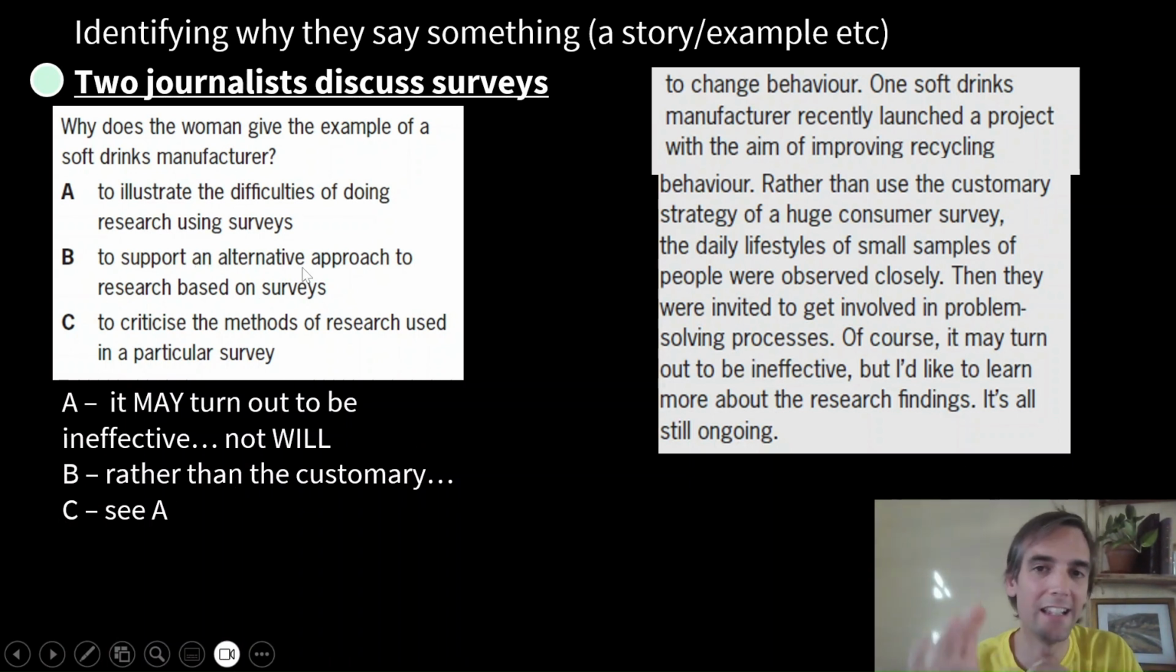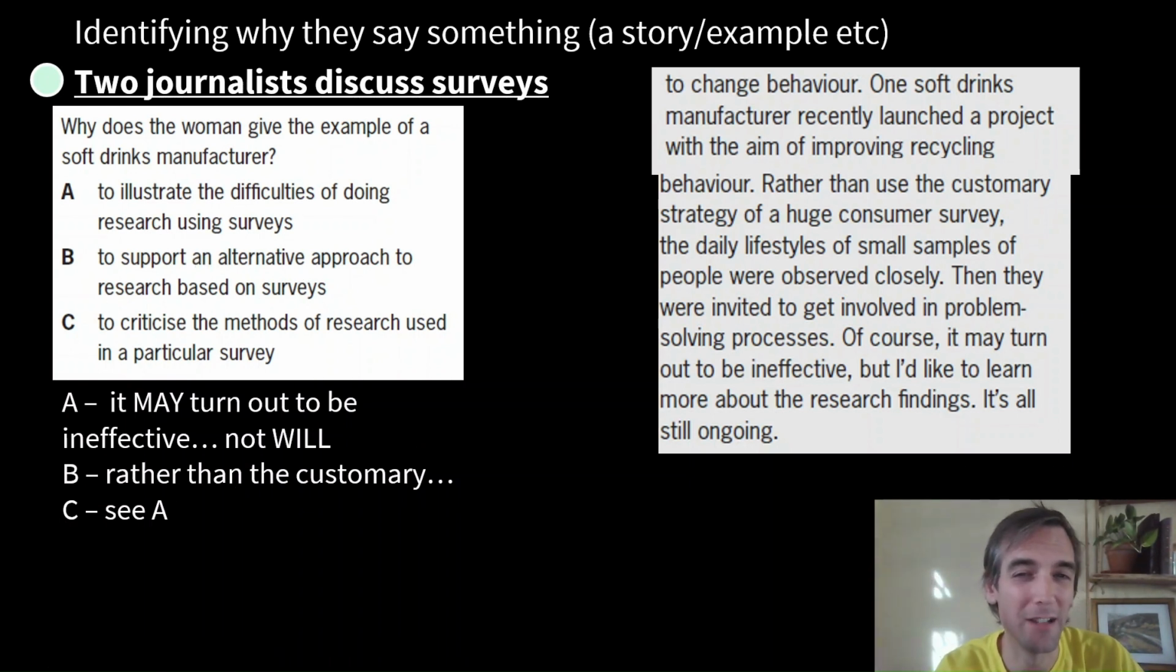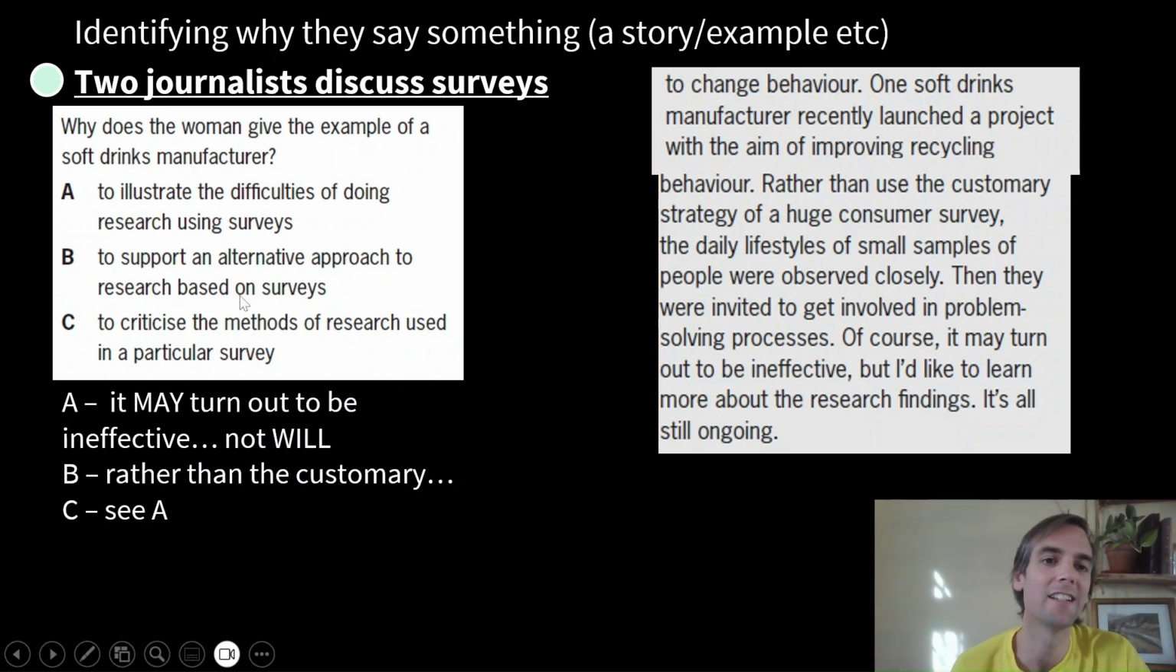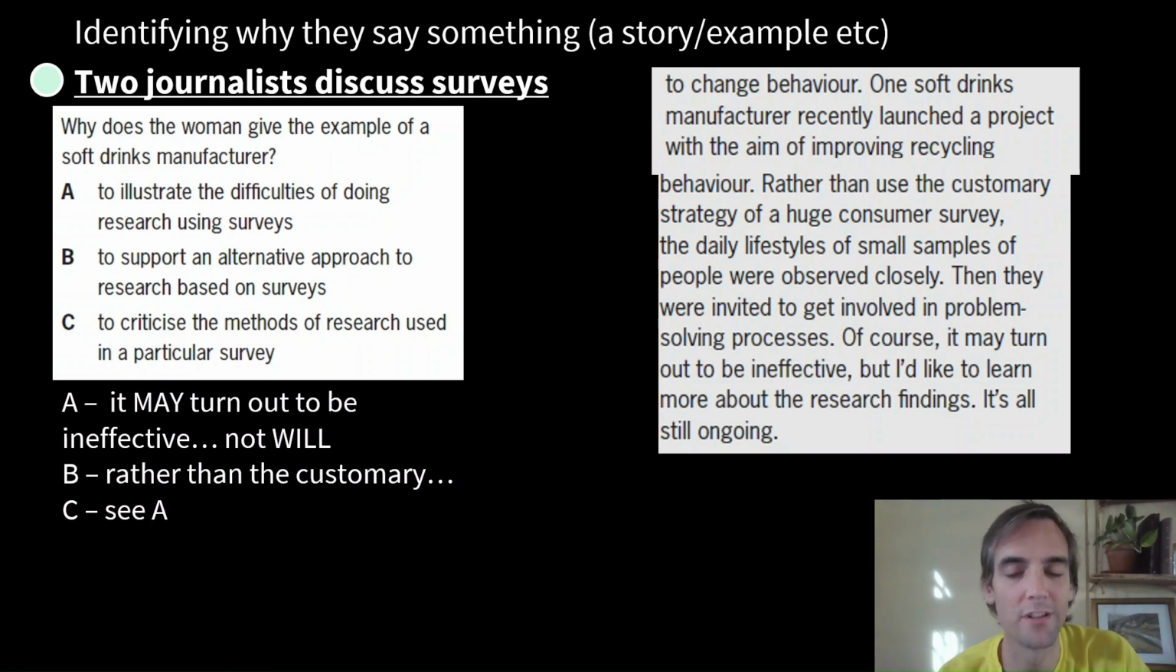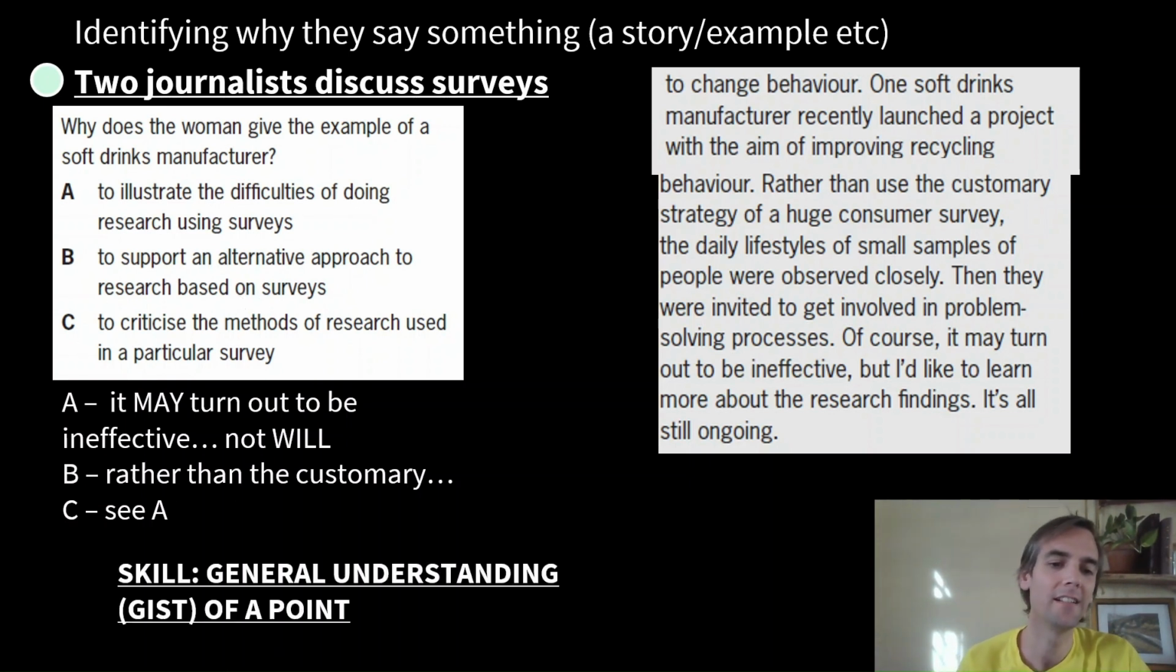There's quite a vague, abstract idea here, which I think makes it more difficult. But she's saying they did a survey in a different way, and I think it's interesting. She's supporting an alternative approach to surveys. So B is the best answer. That is what the example tells us. Skill: general understanding of why she's talking about this. Understand the situation. This survey was different, and it's interesting. An alternative approach, and she supports it. You understand the general situation.